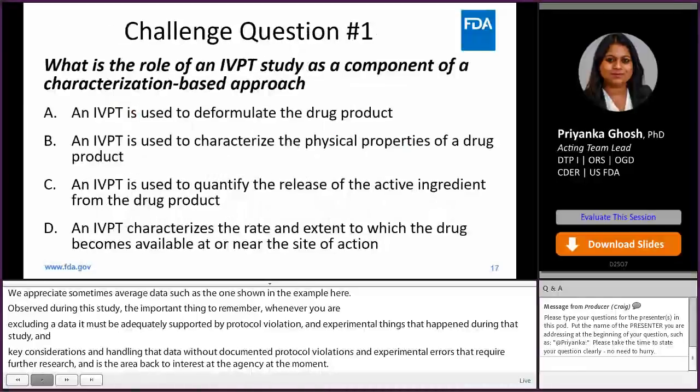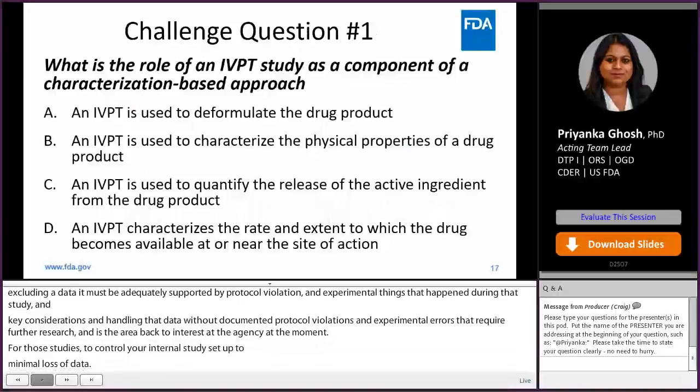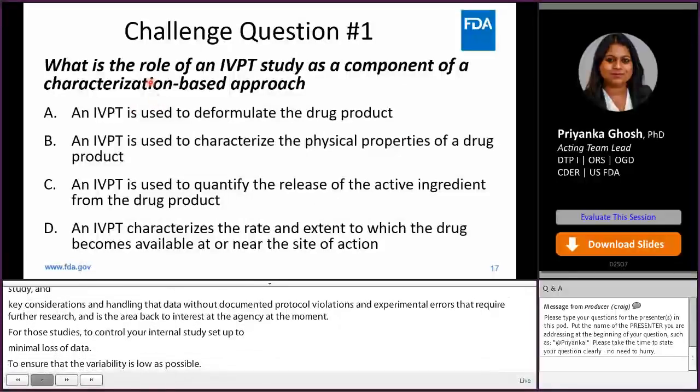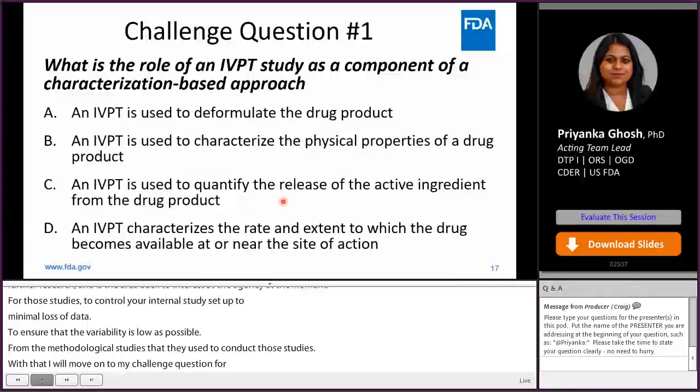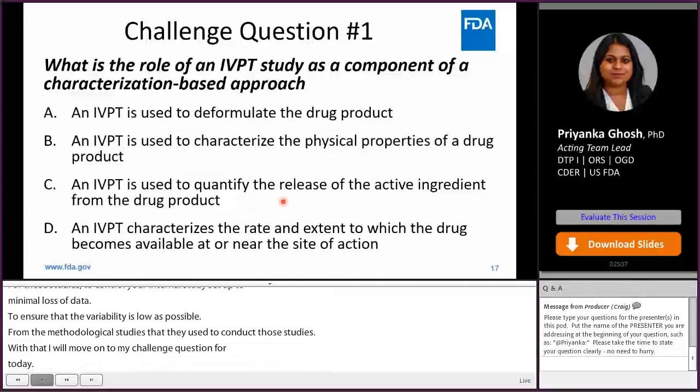So with that, I'll move on to my challenge question for today. We talked a lot about the IVPT study. So what, in your opinion, is the role of the IVPT study as a component of the characterization-based approach? Is it to deformulate the drug product, to characterize the physical properties of the drug product, to quantify the release of the active ingredient from the drug product, or is it to understand the rate and extent of bioavailability from the drug product?